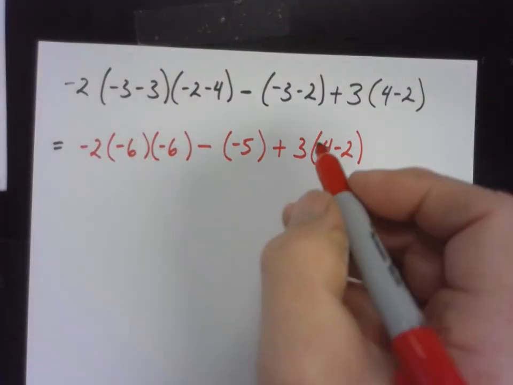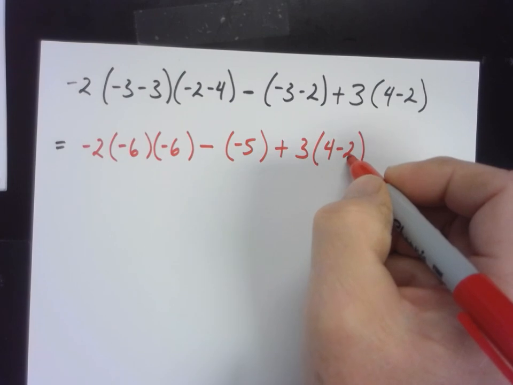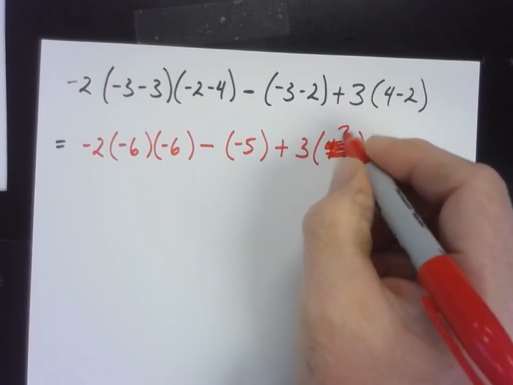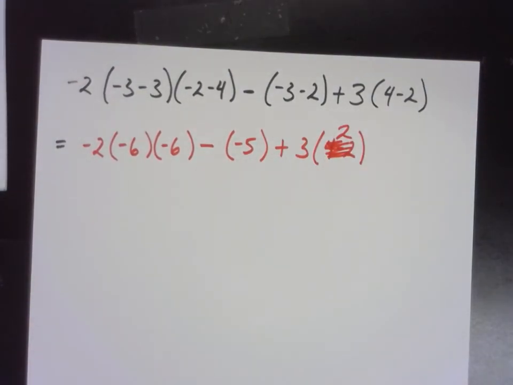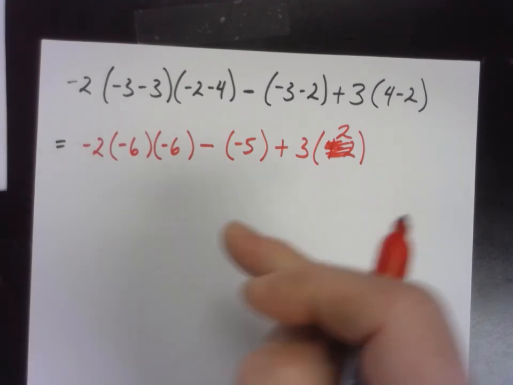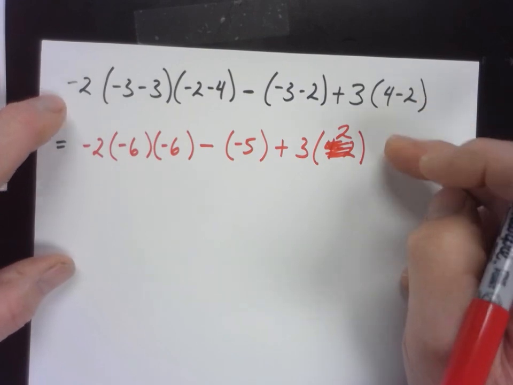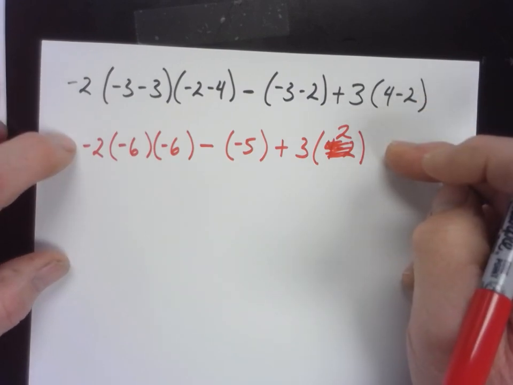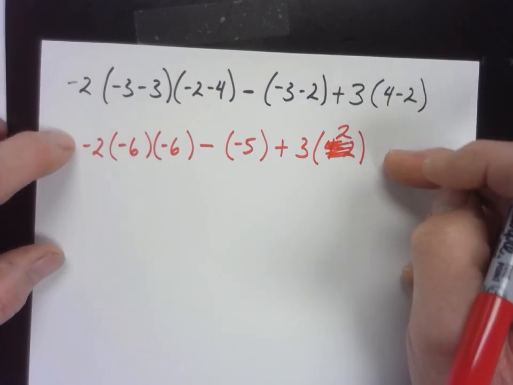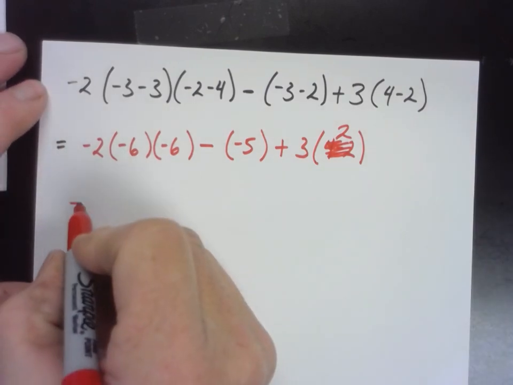Oh, why did I put 4 minus 2 there? What should I put? 2. There we go. Okay. Does it look simpler than it did before? Your job is to simplify it, okay? So, there you go. It's simpler, isn't it? Okay? Now, let's look at it now.